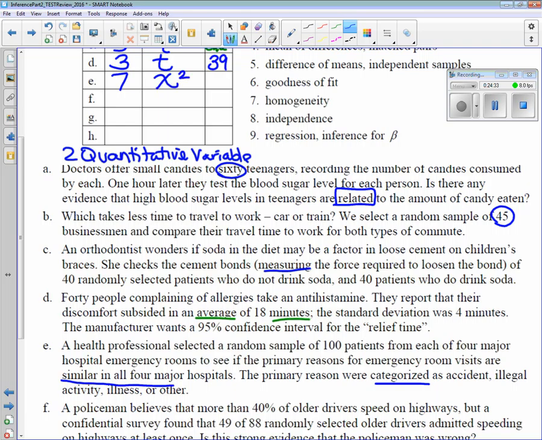What's your degree of freedom, though? 9. Do you know where 9 came from? You have 4 major hospitals. That's one of the rows. How many categories do you have for being in the hospital? Accident, illegal activity, illness, or other. You got 4. 3 times 3 is 9. So 9 is your degree of freedom.